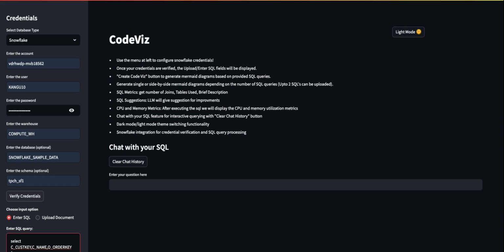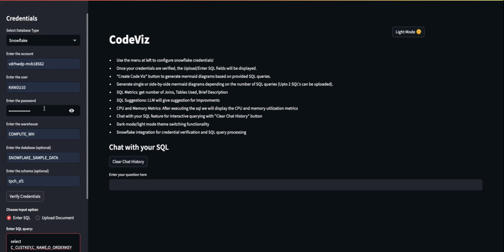For this, we are harnessing the Snowflake Arctic LLM that generates the visualizations and the metrics, as well as the Streamlit framework, so that we can give the user a friendly and intuitive interface. With that, we can jump into the demo of CodeViz.